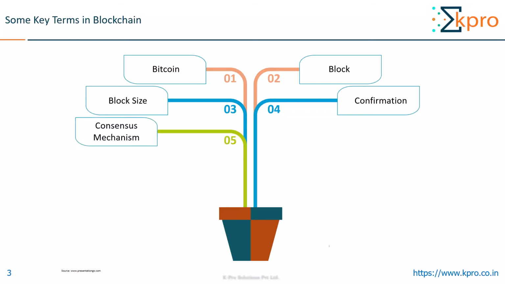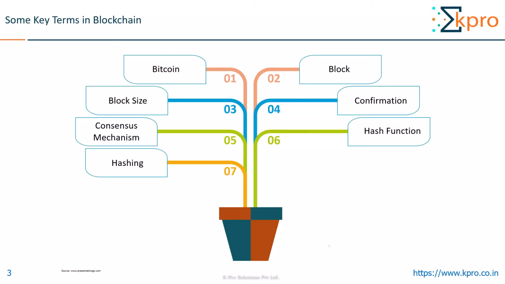The next one is consensus mechanism. So this consensus mechanism is a process by which new blocks are added to the blockchain. So it includes various algorithms like proof of work, proof of stake, etc. The next one is the hash function. So this hash function takes an input data of any length and provides an output data of fixed length. The next one is hashing. So this hashing is a one-way non-invertible function that maps a set of inputs to a set of outputs.